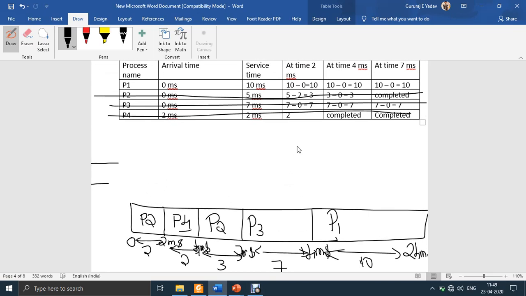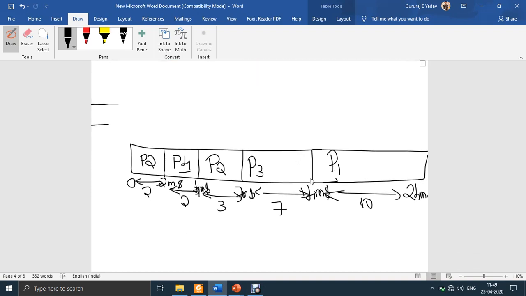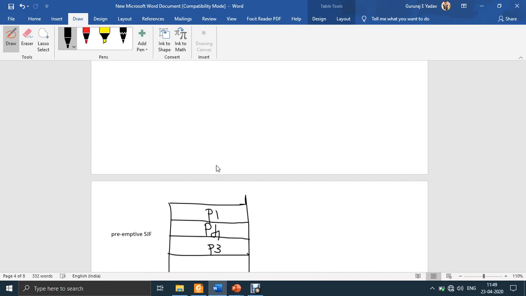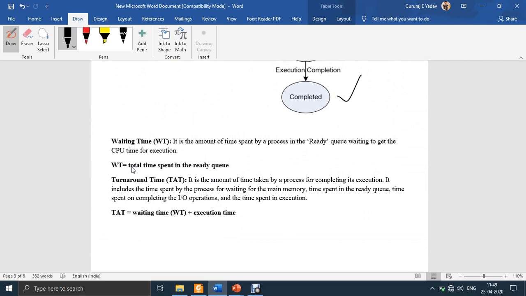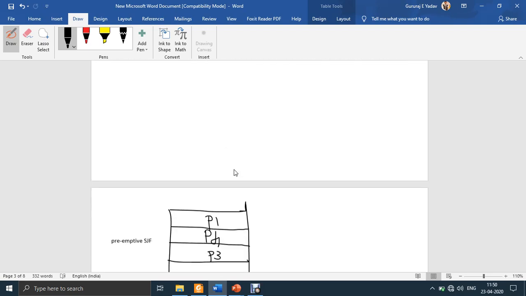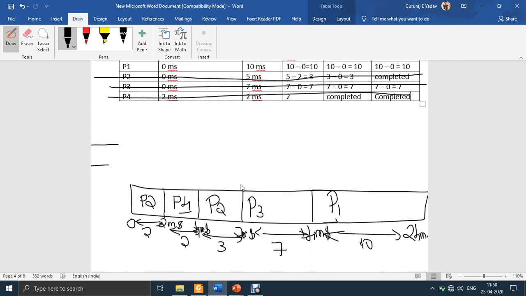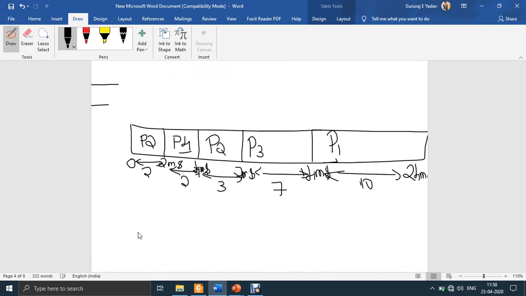So the next thing you have to do is find out the waiting time of each process. So what do you mean by waiting time? Waiting time is nothing but the total time spent in the ready queue before it gets the CPU. Before it gets the CPU, what is the total time it has waited in the ready queue?